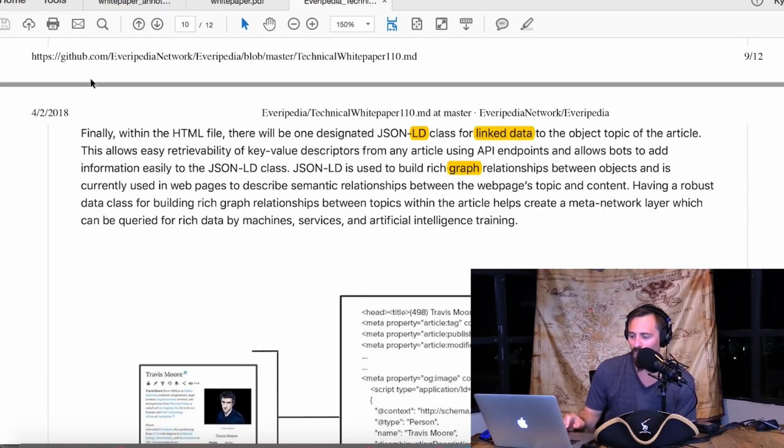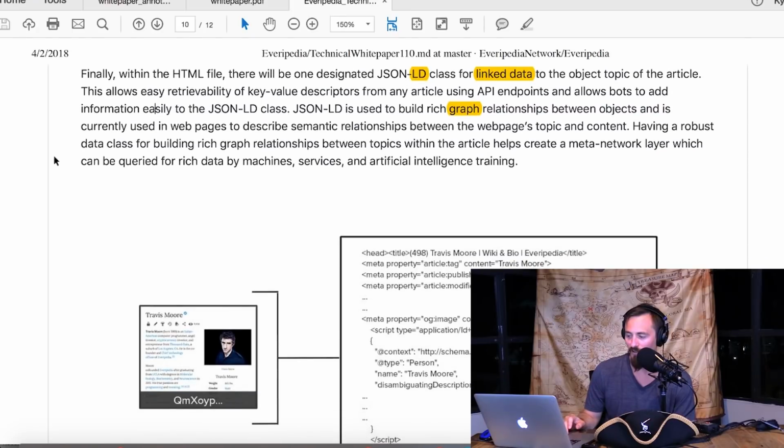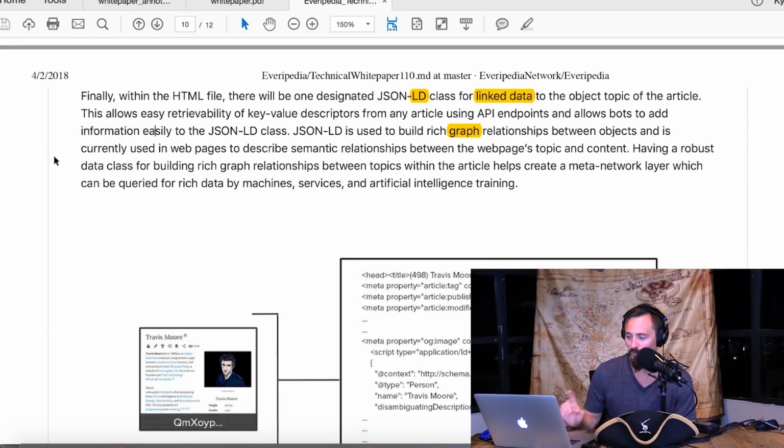Yeah, see, and here what I was referring to about APIs, they're openly stating that they are trying to make it so that people can access this data easily and in an automated fashion. So here they say this allows easy retrievability of key value descriptors from any article using API endpoints and allows bots to add information easily to the JSON linked data class. Yeah, I'll be honest, of all the things that they talk about in this white paper, that's one thing that I think is like, that's a home run.